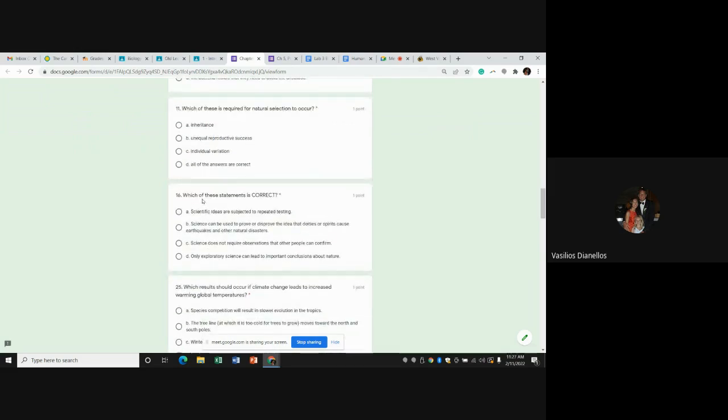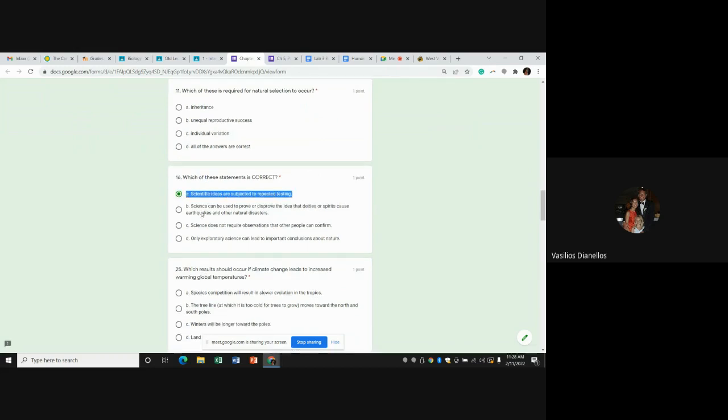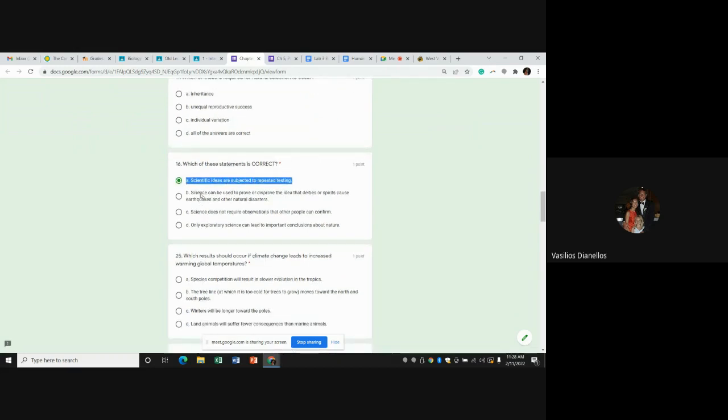Which of these statements is correct? Scientific ideas are subjected to repeated testing. Yes, that is true. Science is not set in stone. All conclusions are susceptible to being tested again, and they should be tested again. Science can be used to prove or disprove the idea that deities or spirits cause earthquakes and other natural disasters. Incorrect, right? Because we cannot falsify that.